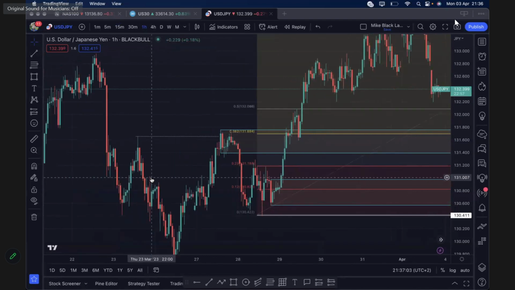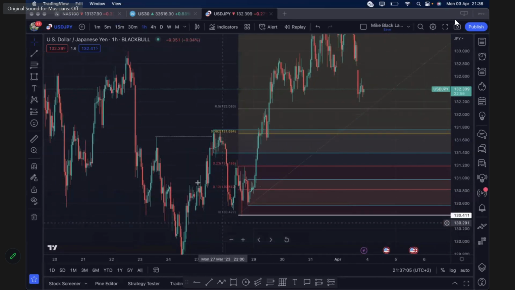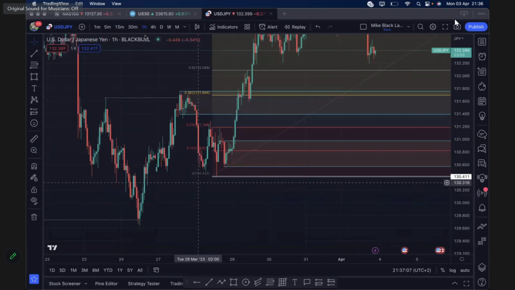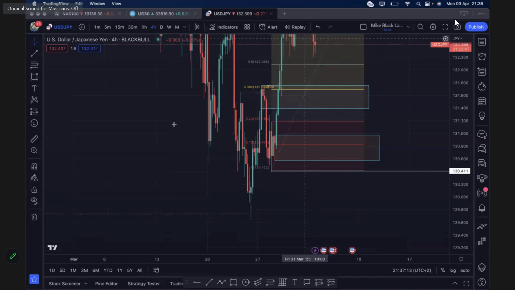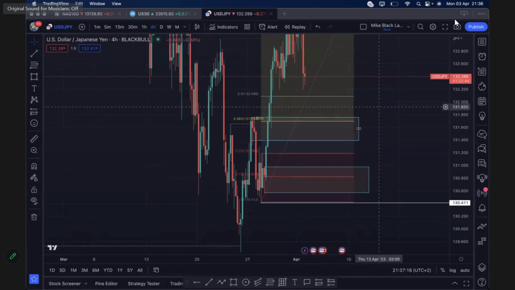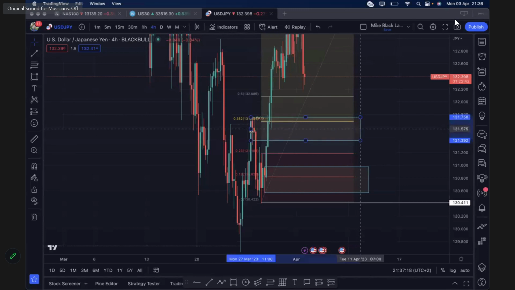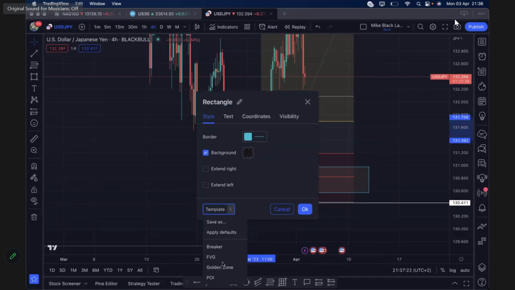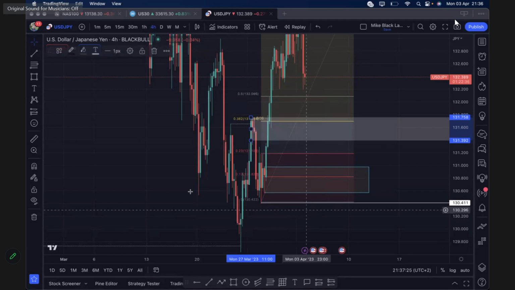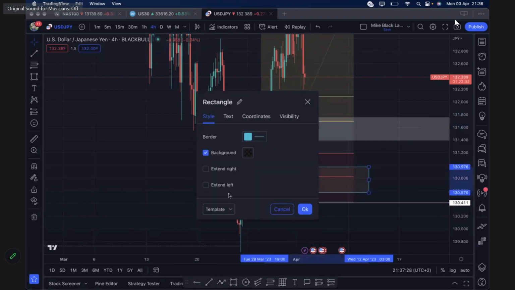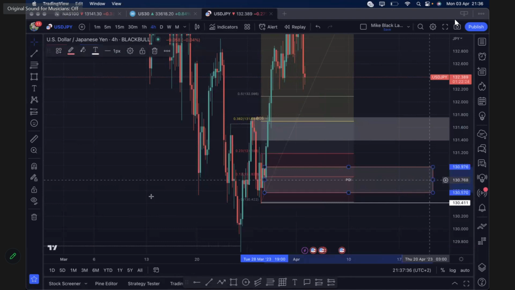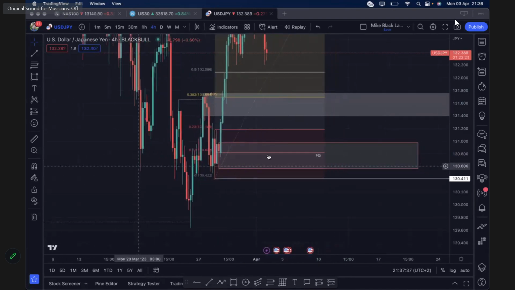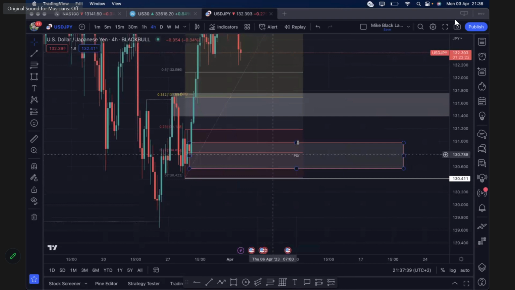So then now we have 2 points of interest. Can we see our order block on our 4-hour? It was that area, right? So this is our breaker. Breaker, that's our breaker. This is our point of interest. Point of interest such as order block.